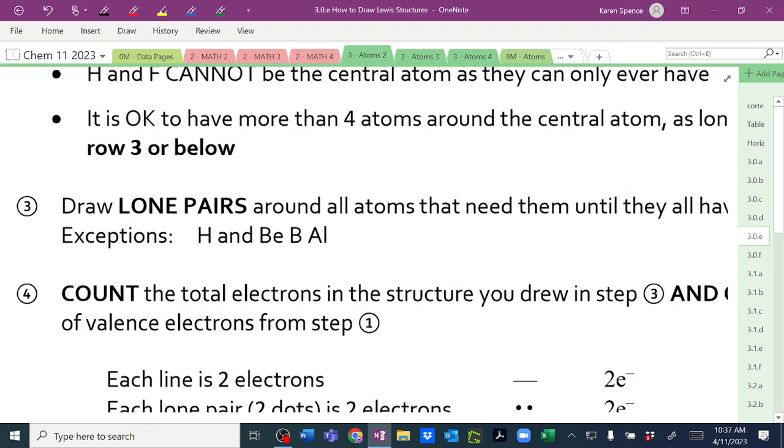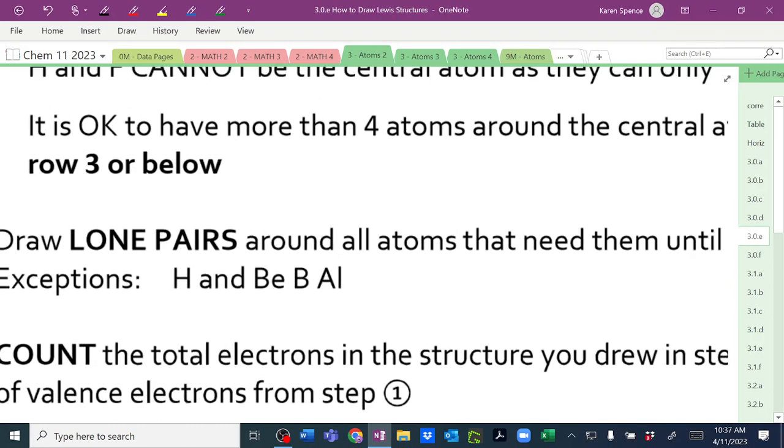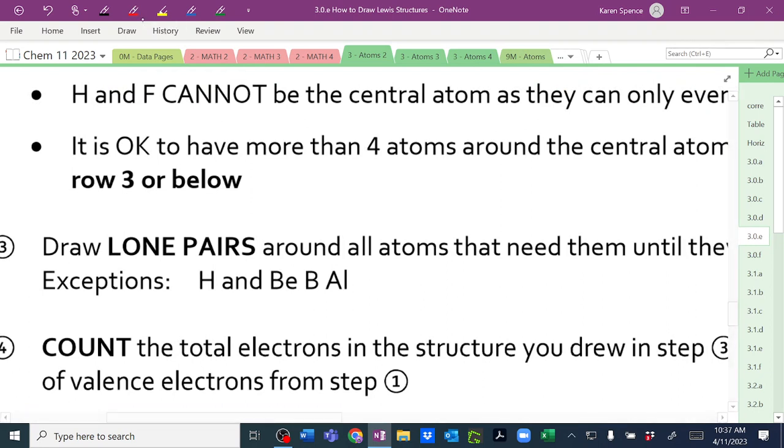Now, there's a couple other exceptions, and those are ones we're going to cover today, and those are beryllium, boron, and aluminum, which I like to refer to as B-ball. This is kind of like basketball, yes? B-ball. And we'll talk about those ones today.